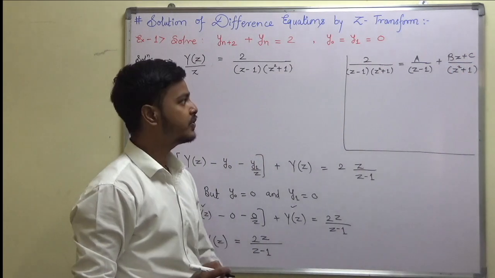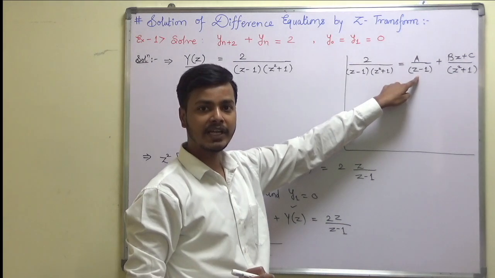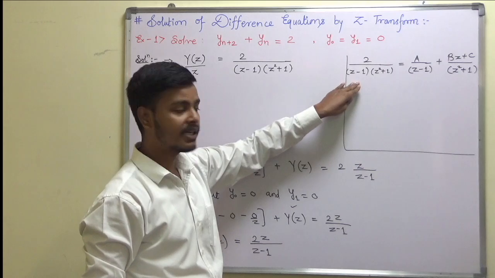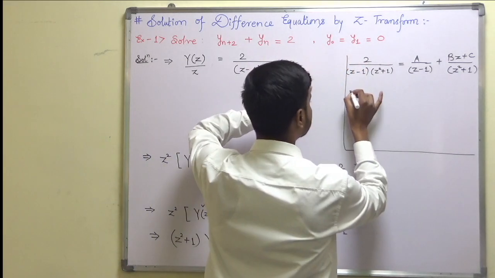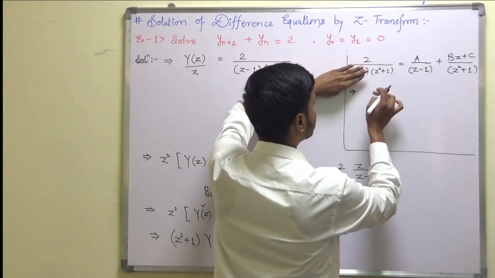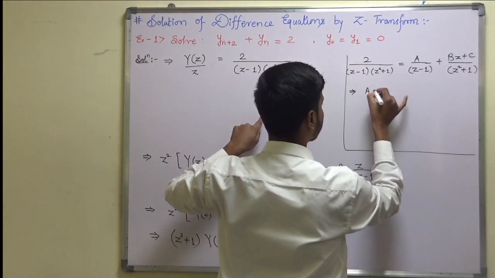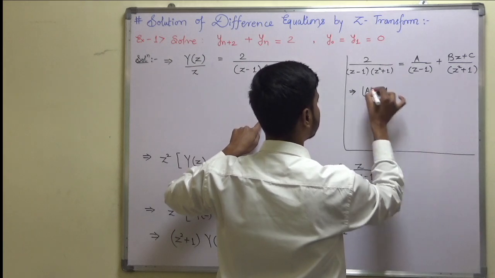Now you can find out a. How can we find out a? Put z is equal to 1 in the left hand side, removing this factor. So with z equal to 1, we get 2 upon 1 square plus 1, which is 2 by 2, that is 1. So a is equal to 1.